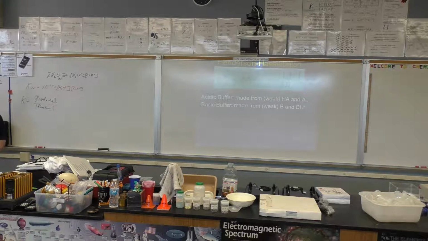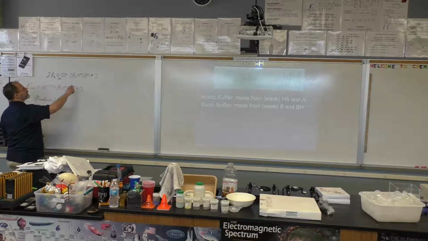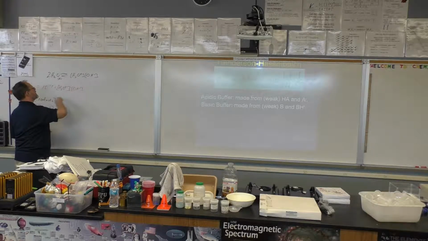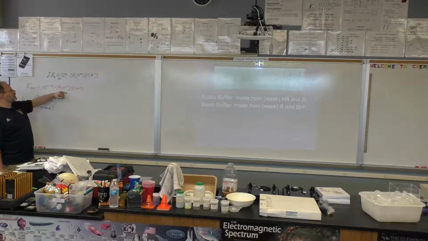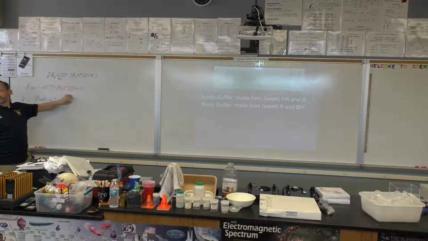Now for water, water molecules are in equilibrium with their ions. So 2 water molecules will be in equilibrium with a hydronium and a hydroxide. And the K value for that would be 10 to the negative 14, where we have H3O plus and OH minus over a liquid, but we don't show liquids in an aqueous equilibrium.